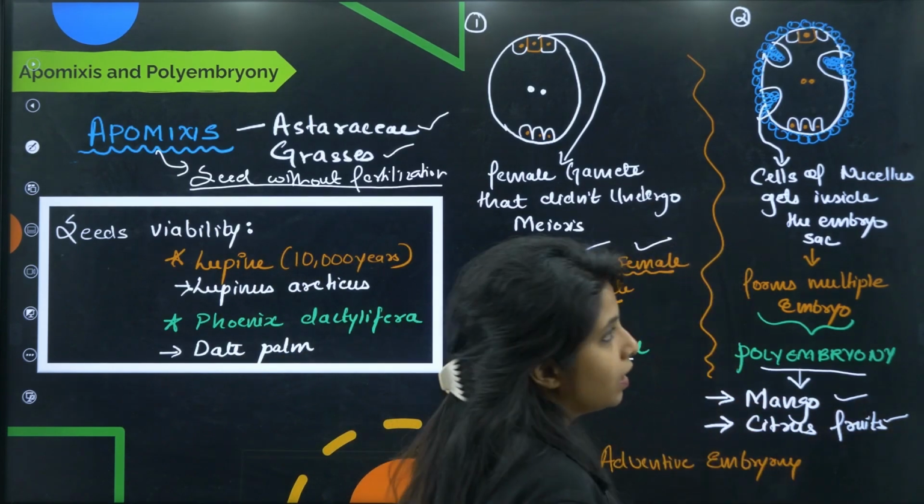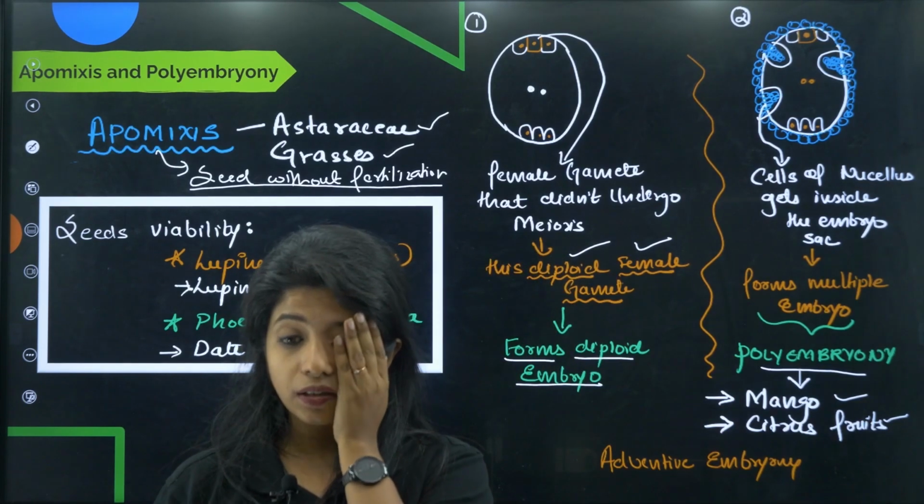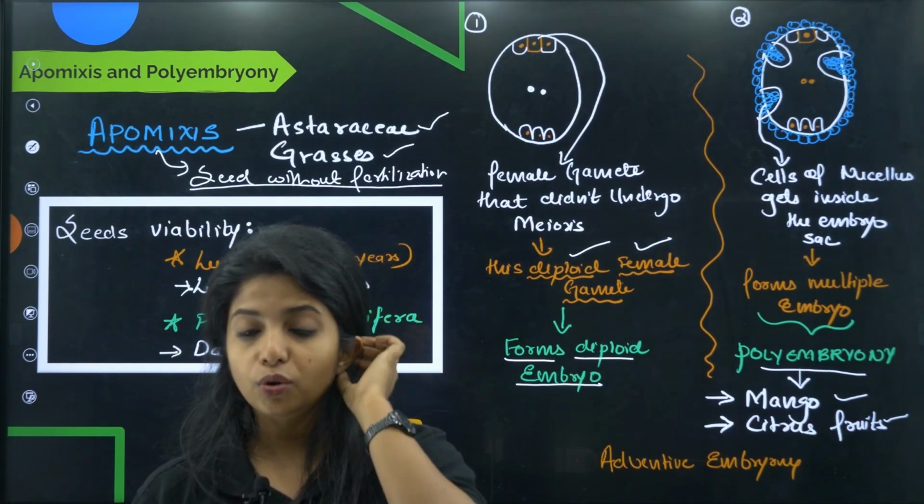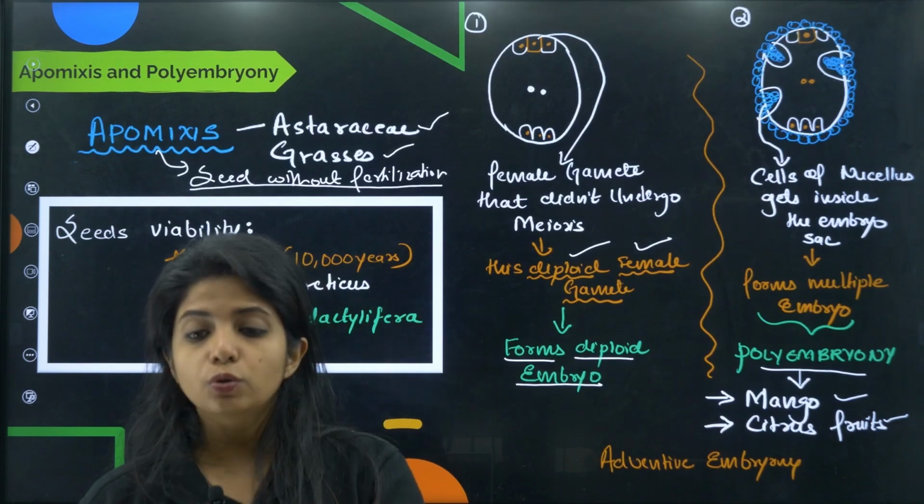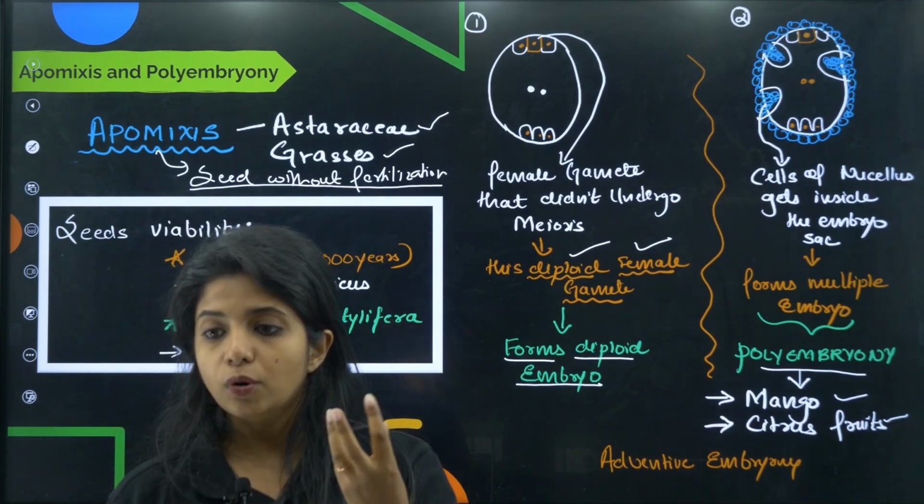So many questions have come. What is happening in citrus fruits? What is the one that forms the polyembryos, so multiple embryos and stuff like that? It is the nuclear cells. It is these cells, or the nucleus, or the nuclear cells.